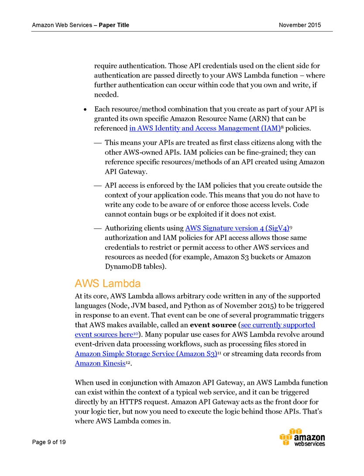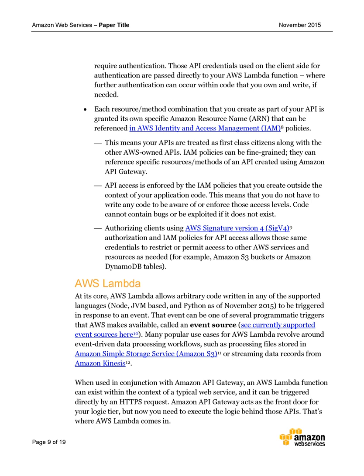Each resource/method combination that you create as part of your API is granted its own specific Amazon resource name, ARN, that can be referenced in AWS Identity and Access Management, IAM, policies. This means your APIs are treated as first-class citizens along with the other AWS-owned APIs. IAM policies can be fine-grained. They can reference specific resources/methods of an API created using Amazon API Gateway.